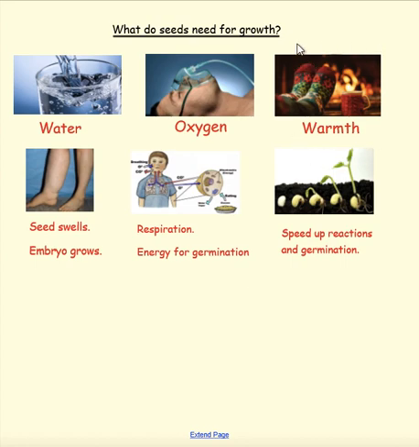The final condition they need is some warmth. So temperature helps speed up reactions. The higher the temperature, the faster the reaction can occur. So we need some warmth in order for that seed to germinate at a reasonable speed. So the warmth helps to speed up the reaction and germination.